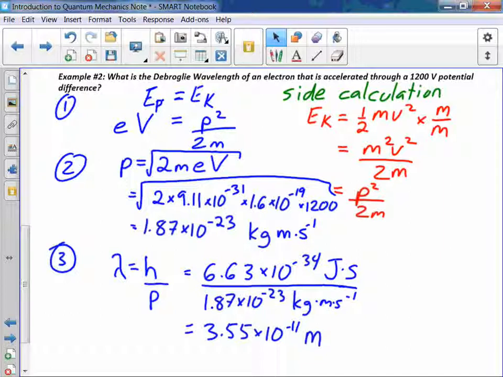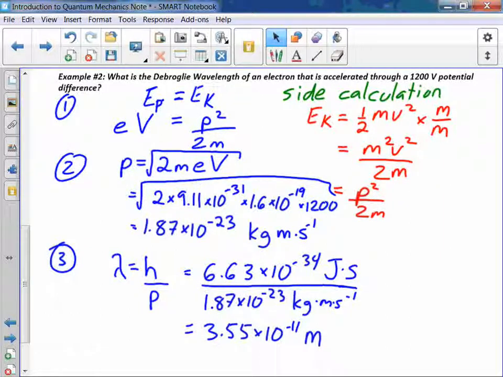Is that a bigger or smaller wavelength than visible light? That's bigger. No, wait, it was 10 to the negative 9, so it's smaller. Remember, visible wavelength is in the hundreds of nanometers, which is 10 to the negative 7. So electrons are like 1/10,000th that wavelength. So the bigger the particle, the smaller the de Broglie wavelength.